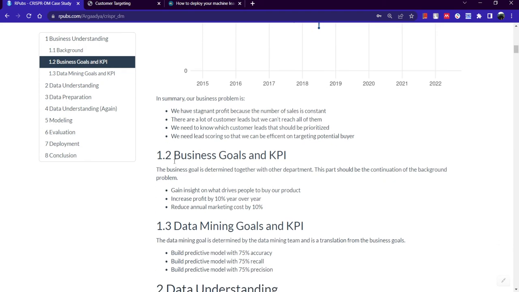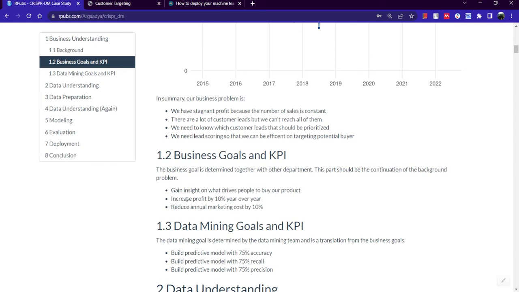So what are the business objectives? So here is the problem. Then we need to go into business goals or business objectives. So the business objectives are first to gain insight on what drives people to buy our products. Again, what are the contributing factors toward driving the customer to purchase products?